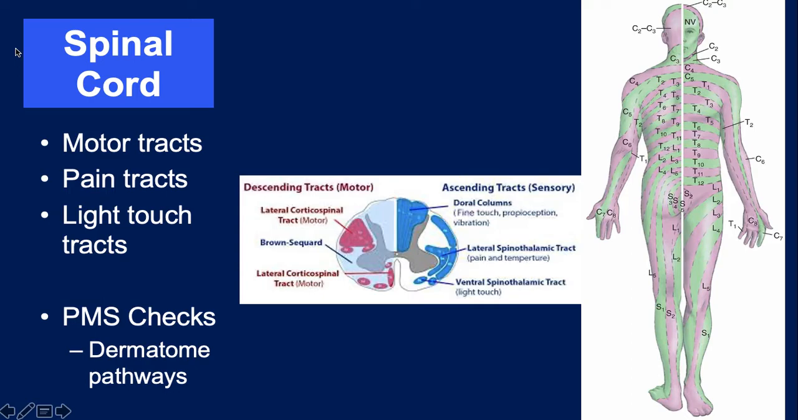Also, with this light touch tract, you can see from the picture of this human body right here, all those pathways that are drawn onto that human body, those are dermatome pathways. There's 30 of them in the human body, and they do vary slightly from person to person, but generally speaking, they're pretty accurate.